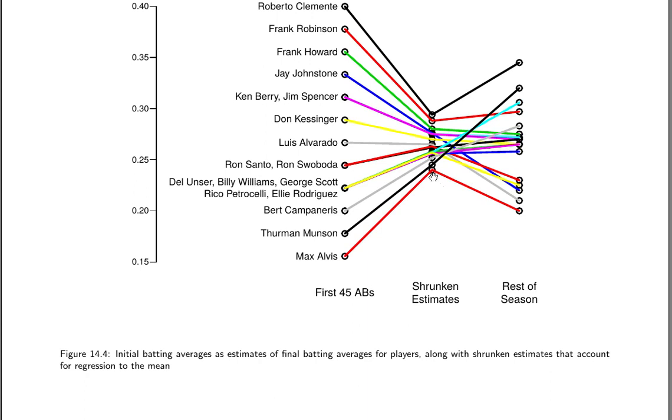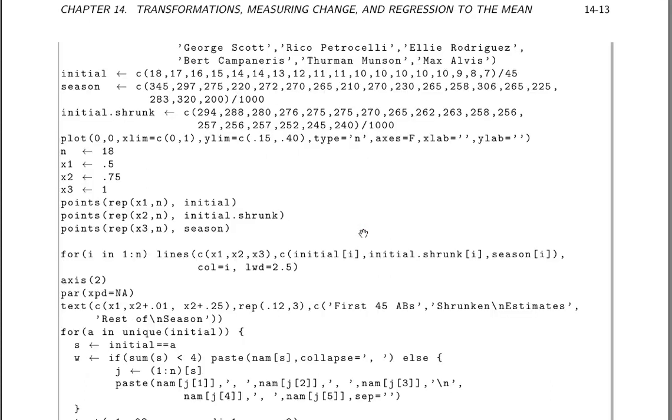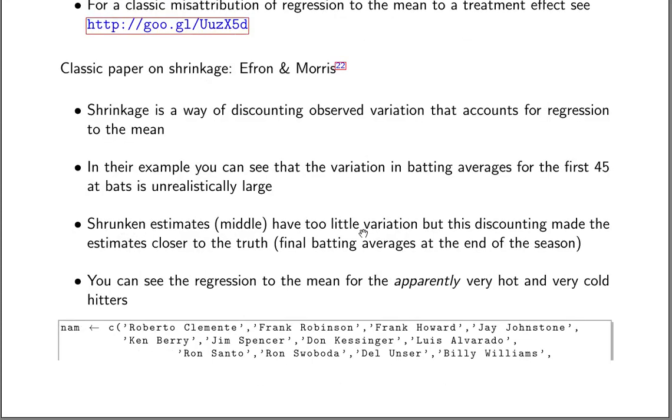But you see that the estimates here are closer to the truth than these are. So even with a lot of discounting, we can get better estimates by using regression to the mean. The regression to the mean for the apparently very hot and very cold hitters is a really big effect, and statistical methods can be used to account for that.